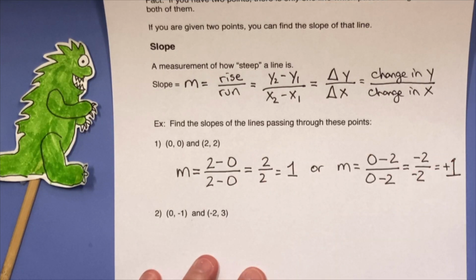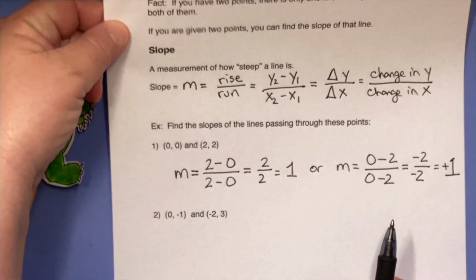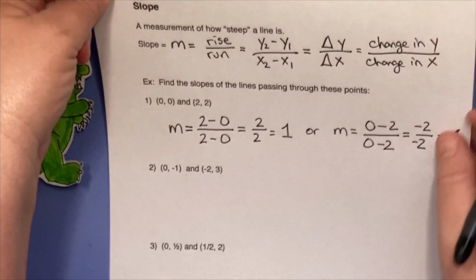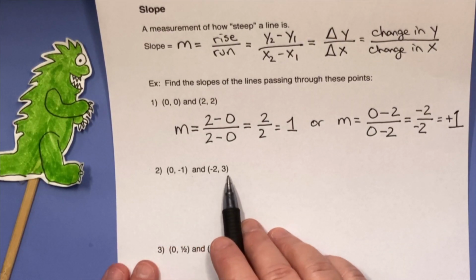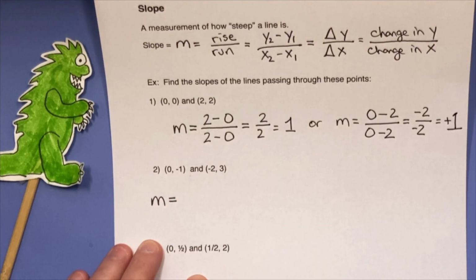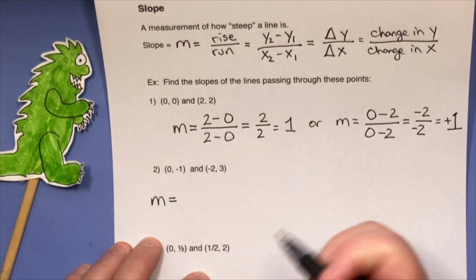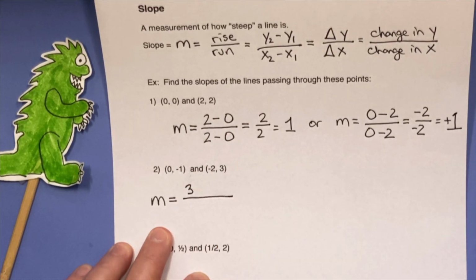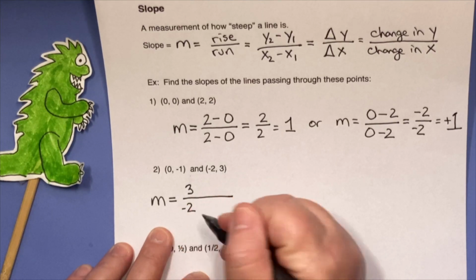Okay, let's try another one. Now that one was perhaps not a great place to start because the x's and the y's match. So let's talk about a couple of points where the x's and y's are different. So I've got 0, negative 1, and negative 2, 3. And again, for my slope, I'm going to go ahead and start with one of the y's. So you could choose negative 1 or 3. I'm going to choose 3. As soon as I choose to start with 3 in the numerator up top, I have to start with 3's buddy, which is negative 2 in the bottom.